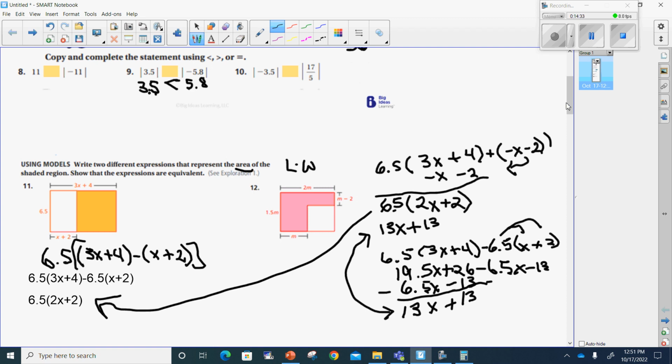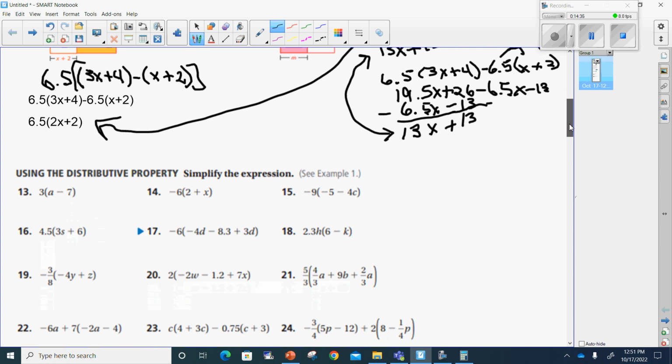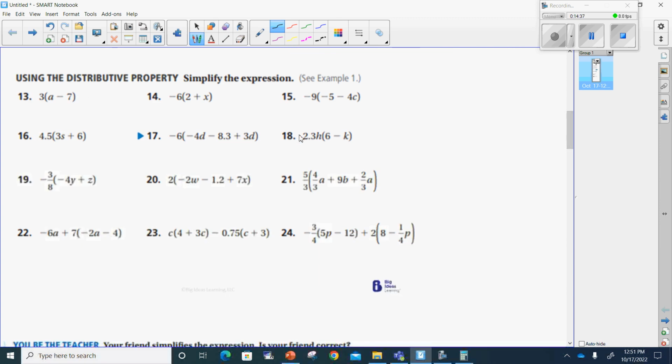All right, let's go ahead and do number 13. Simplify the expression, it says. Well, this is where I distribute properties. 3 times a is 3a. 3 times negative 7 is negative 21. Next, number 15, we do the same thing. Distribute properties. Negative 9 times negative 5 is 45, because a negative times a negative is a positive.